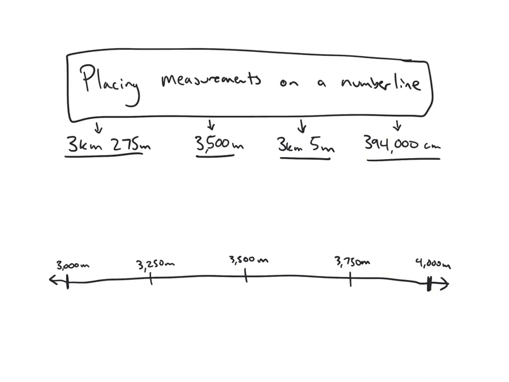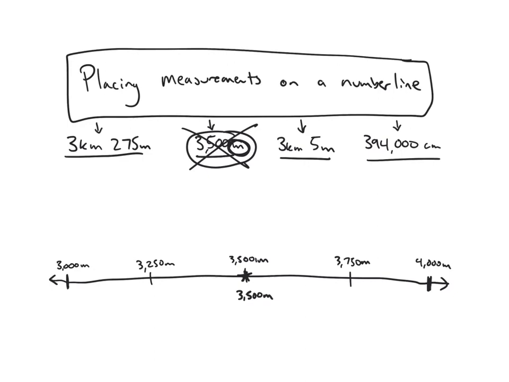Now, since our number line here is written in meters, I'm going to go ahead and see if I can plot any of my measurements up above on the number line. So I'm looking like I actually can plot this one, this 3,500 meters on my number line because it's already represented in meters. So I'm going to go ahead and put a star where 3,500 meters falls. And I'm going to go ahead and cross this one out because I've put it on the number line.